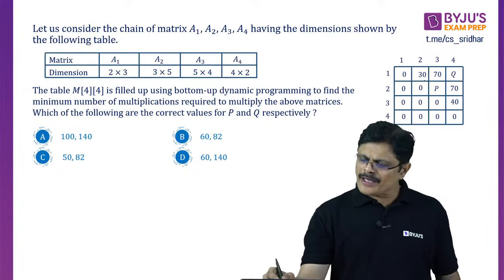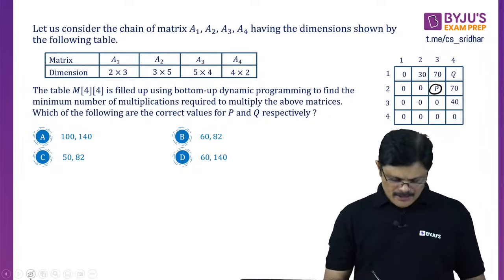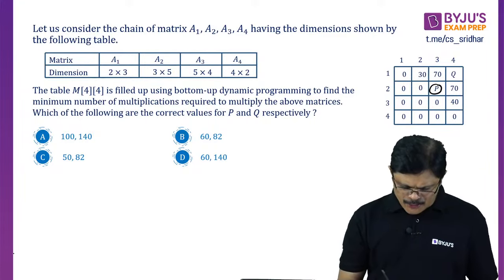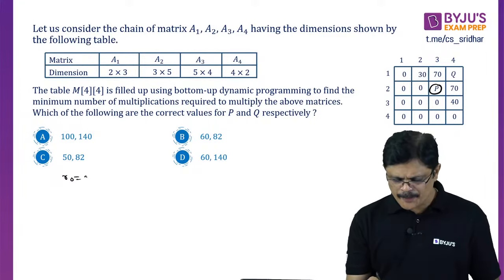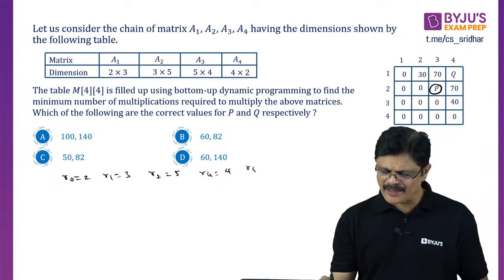See, missing number, you already know this. Now you need to find first the P value. Okay? So first, what I already told you, write down: R0 is 2, R1 is 3, R2 is 5, R4 is 4 and R5 is 2.